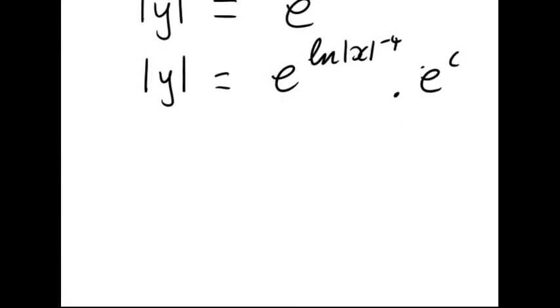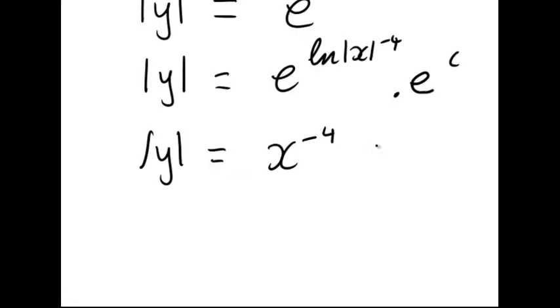Now e to the power of c is just a positive constant, so therefore this can be rewritten as a constant a, let's say, and this bit e to the ln, again that will just become modulus of x to the negative 4, and x to an even power is always positive anyway, so we can remove the modulus sign there, and as I said, replace e to the c by a constant such as a.